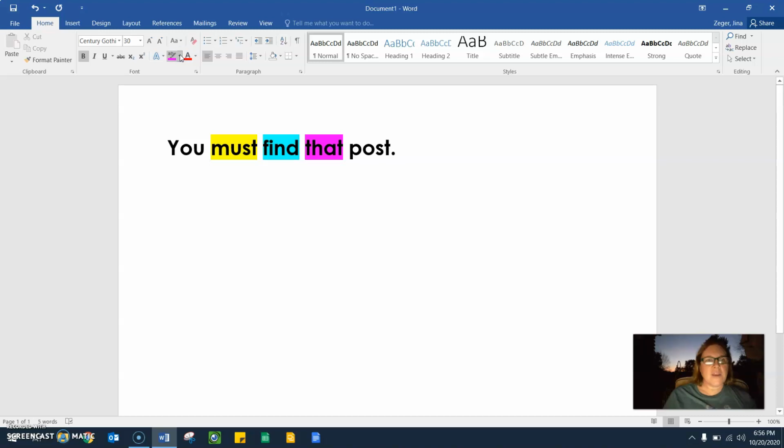One more. Ooh, let's see if we have another color. There it is. Post. What type of syllable is post? A closed syllable or a closed syllable exception? It is a closed syllable exception because it has a long vowel O. Remember, when the vowels are long, they are saying their names.